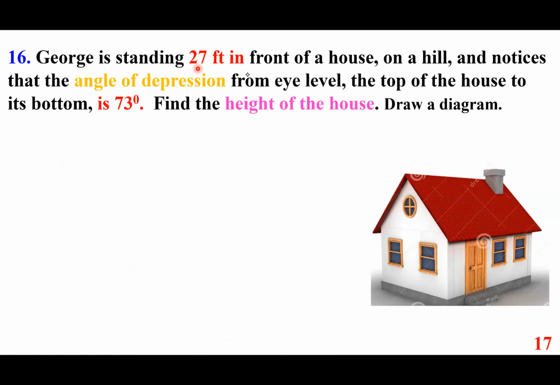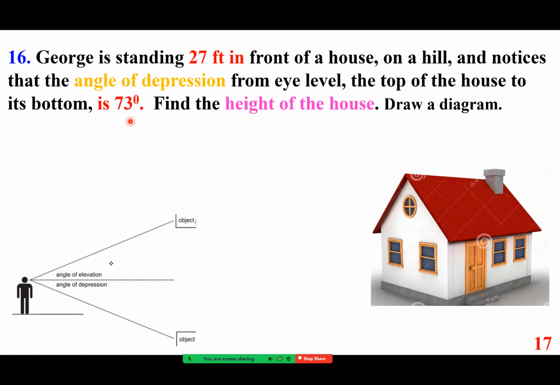George is standing 27 feet in front of a house on a hill and notices that the angle of depression from eye level, the top of the house to its bottom, is 73 degrees. Find the height of the house. So again, reminding everybody about the angle of elevation versus the depression. So what it says, here's the house. He's standing up here. Here's the eye level, from the top to the bottom.